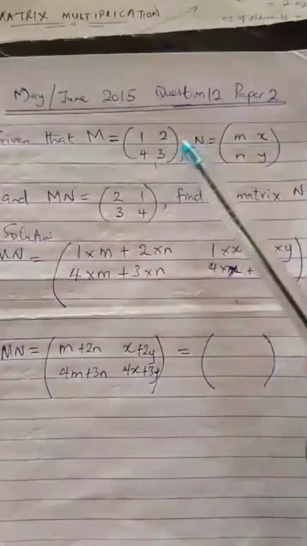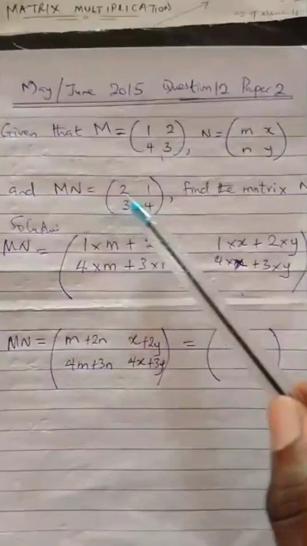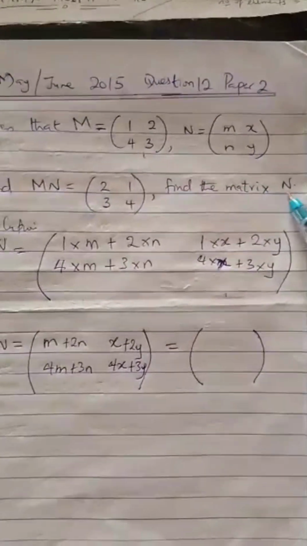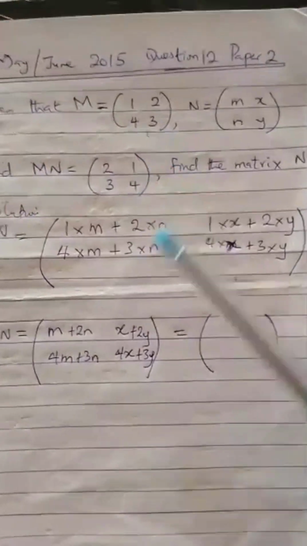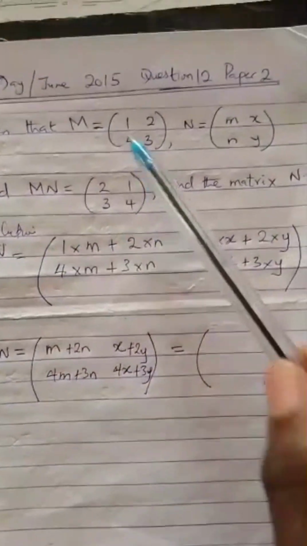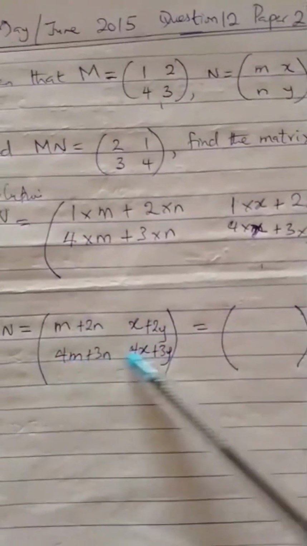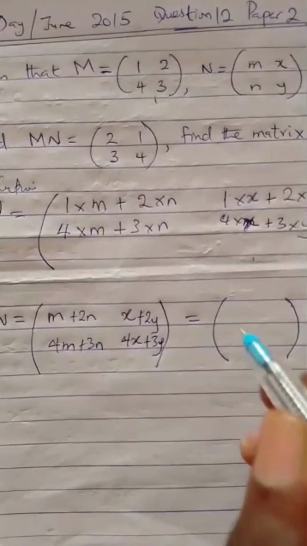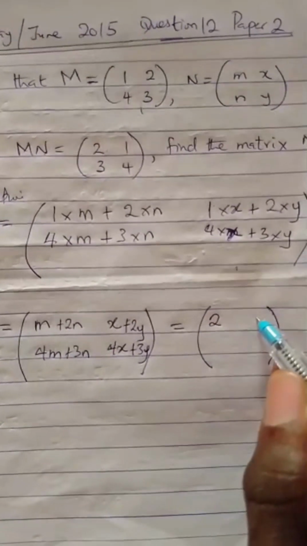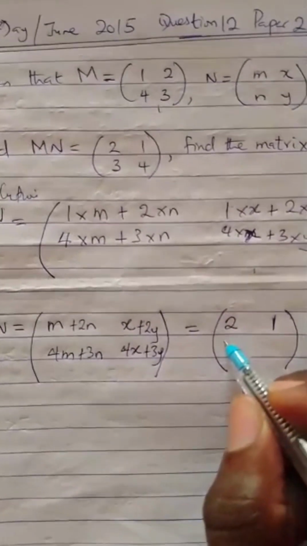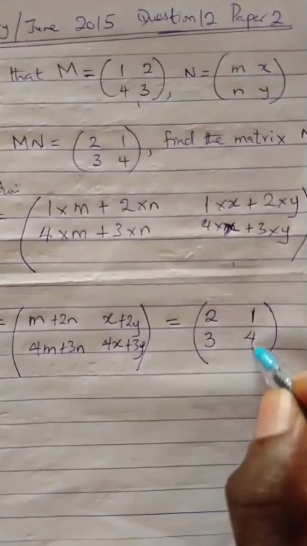It said, given that the matrix M is this, the matrix N is this, and the product MN is this, find the matrix N. Our product has been given numerical values, and we've done the normal multiplication, so you equate it to this. All of these algebraic expressions should be equal to it. The element in the first row, first column is 2. The element in the first row, second column is 1. The element in the second row, first column is 3. And the element in the second row, second column is 4.